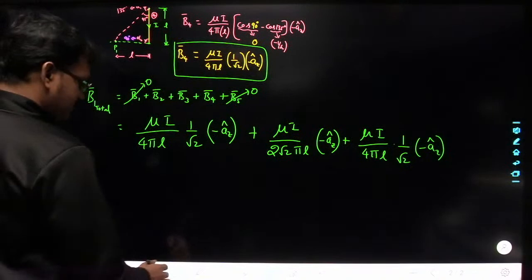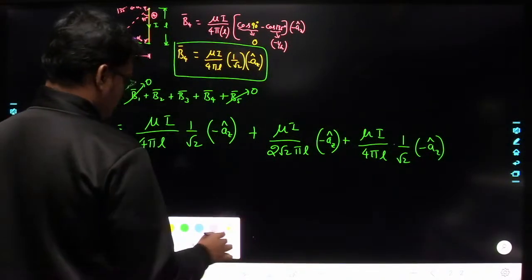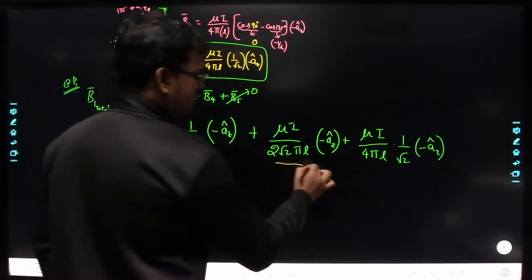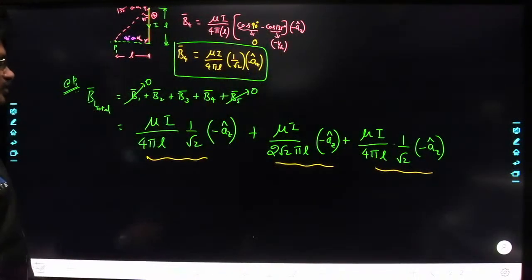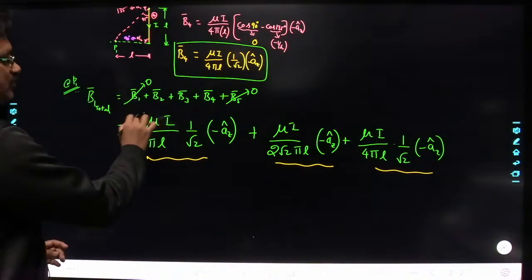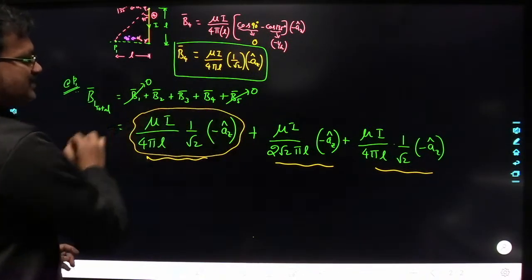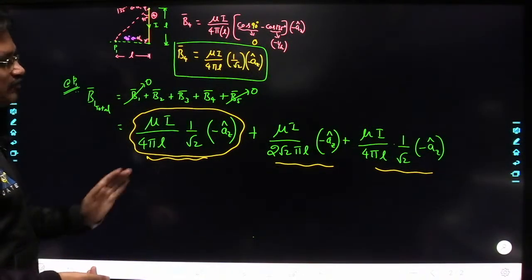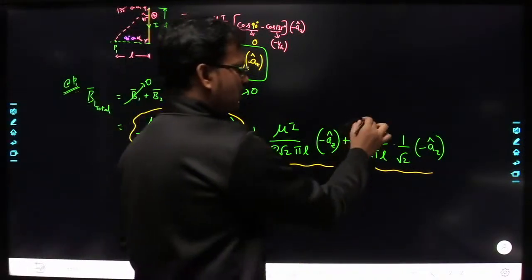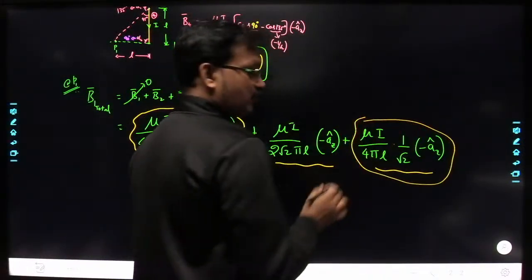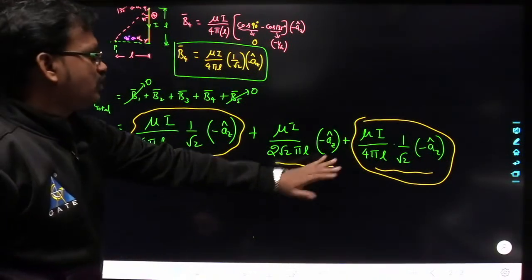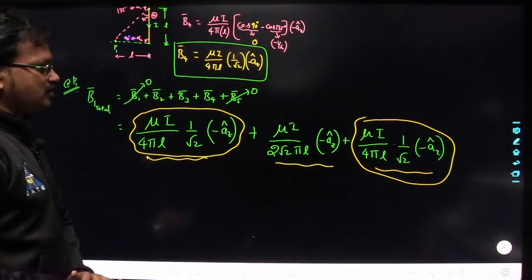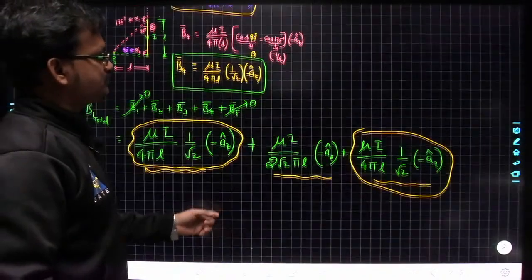So just for practice here, we have done all these things. But if you observe here, whatever the B field that we got for the second section, the same B field we got for the fourth section, right?